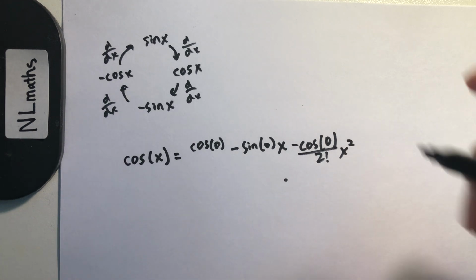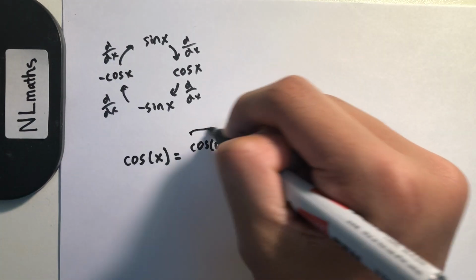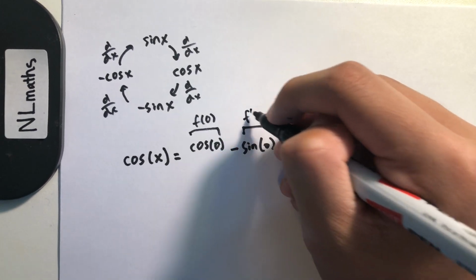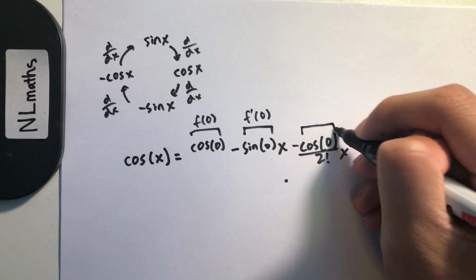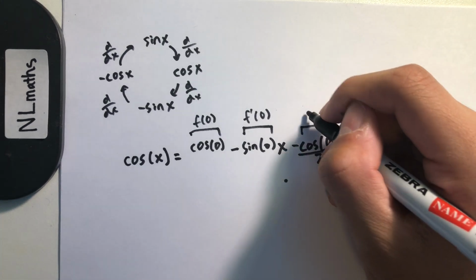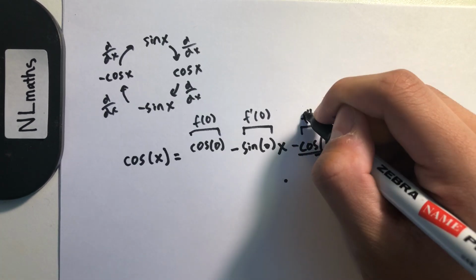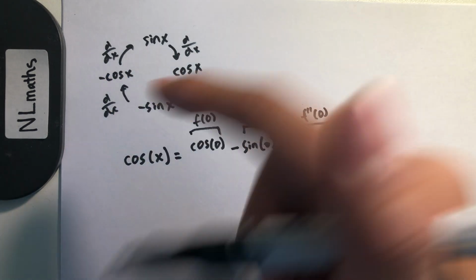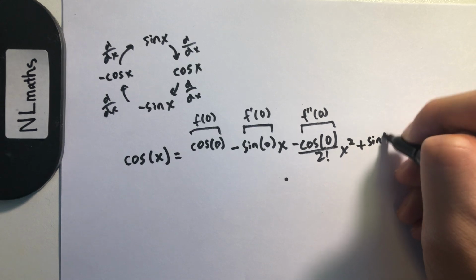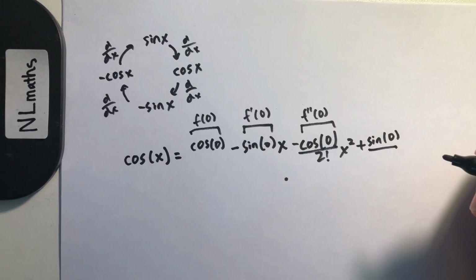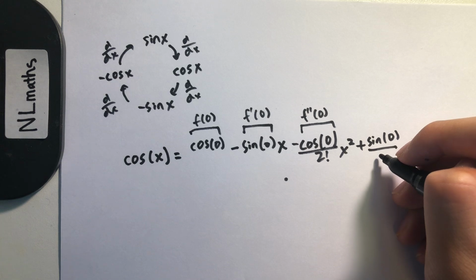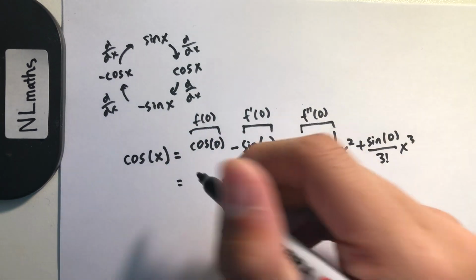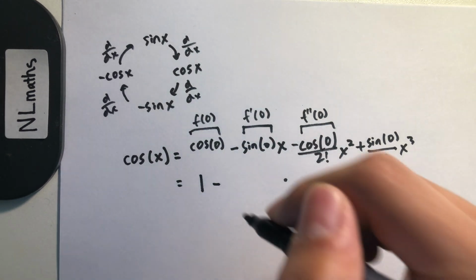And we're going to do a third term, but I just want to point out this is f of 0. This one is f prime of 0. This one, just the cosine of 0, is f prime of 0. And I'm not going to write that out again. So the derivative of negative cosine of 0 is sine, so this is plus sine of 0 at 3 factorial x cubed. And what you see is cosine of 0 equals 1. But sine of 0 equals 0.